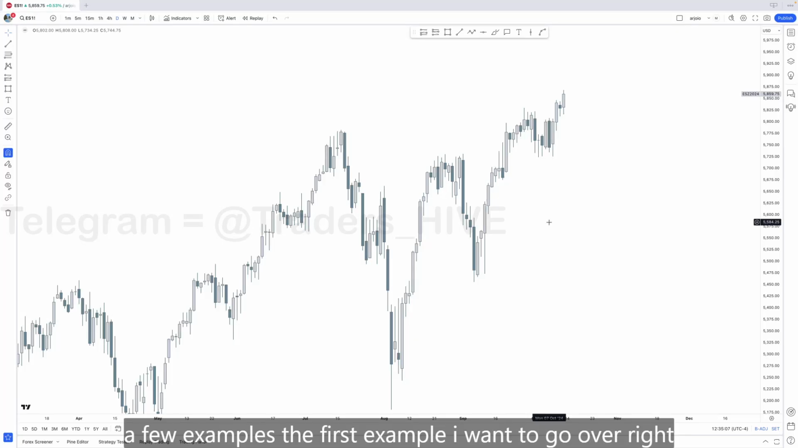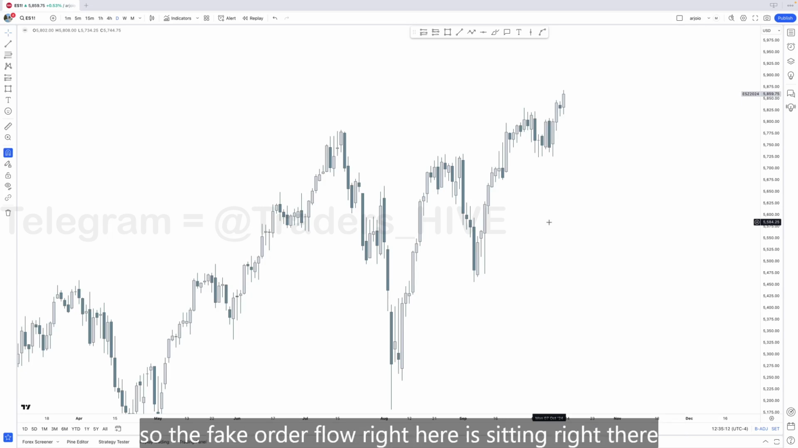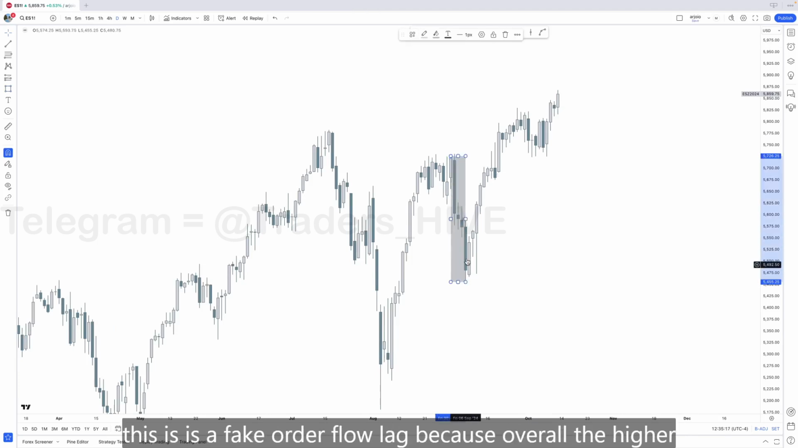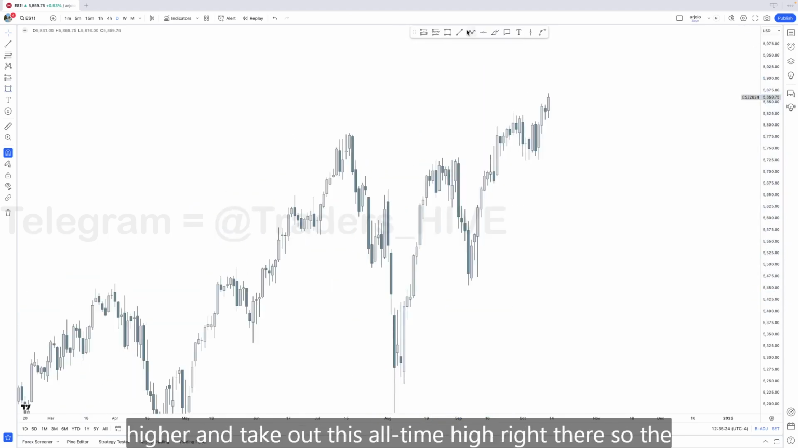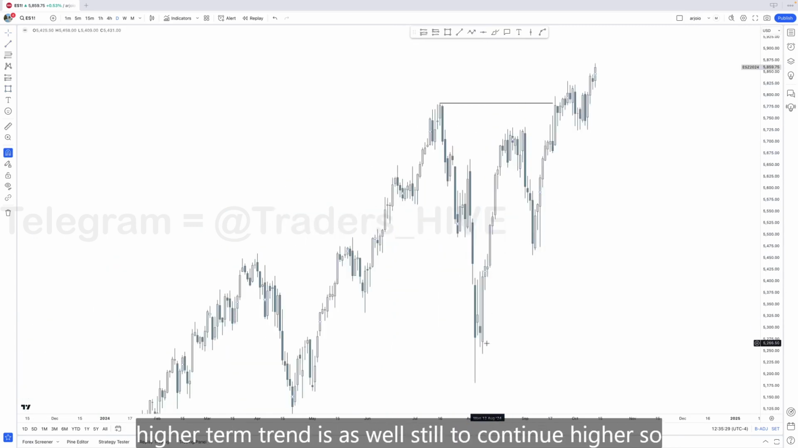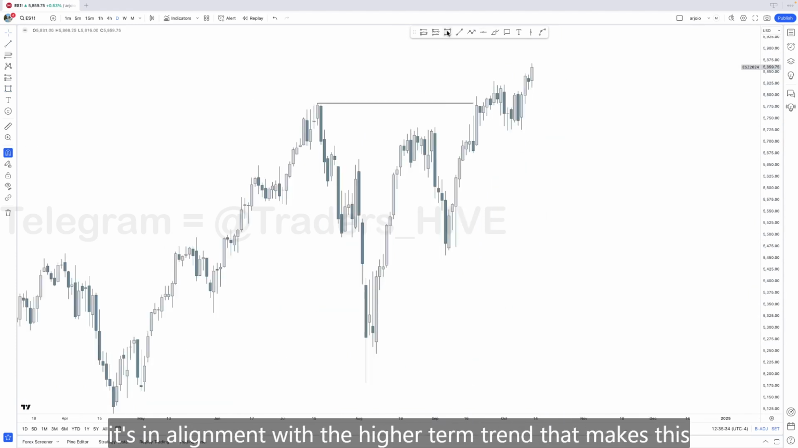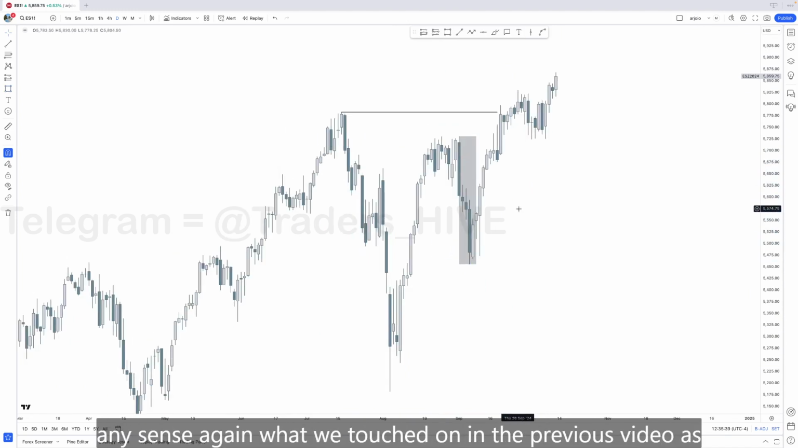The first example I want to go over right here is on ES. And this is the example of the fake order flow. So the fake order flow right here is sitting right there. This is a fake order flow lag, because overall the higher time frame objective at this moment in time is still to continue higher and take out this all-time high right there. So the higher time frame trend is as well still to continue higher. So it's in alignment with the higher time frame trend. That makes this right here a fake order flow lag. Again, what we touched on in the previous video as well.